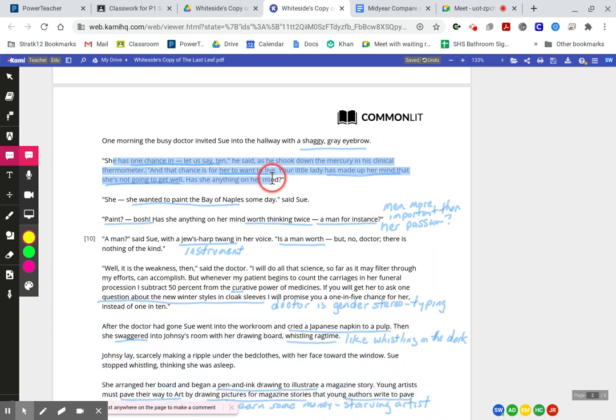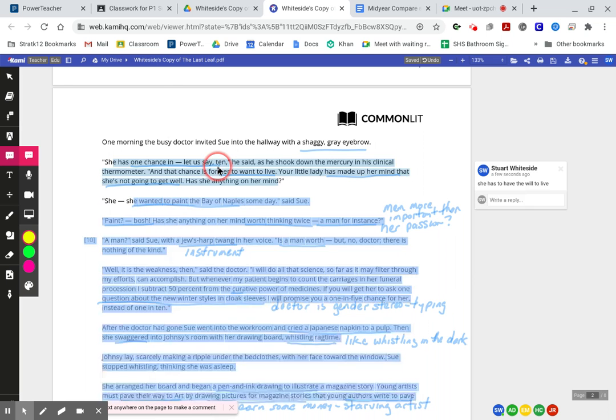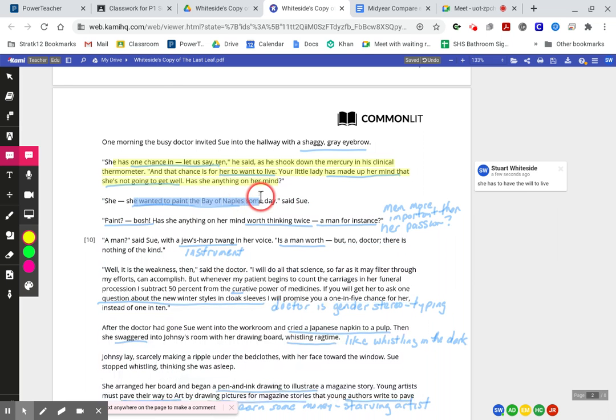The doctor thinks that she has to have the will to live. Which is kind of interesting that they actually mention it in dialogue when it turns out to be one of the themes. And then they talk about her will to live, that she wanted to paint the Bay of Naples. And that was her passion. That's what she wanted. That was her desire. Okay? So that is somehow significant.